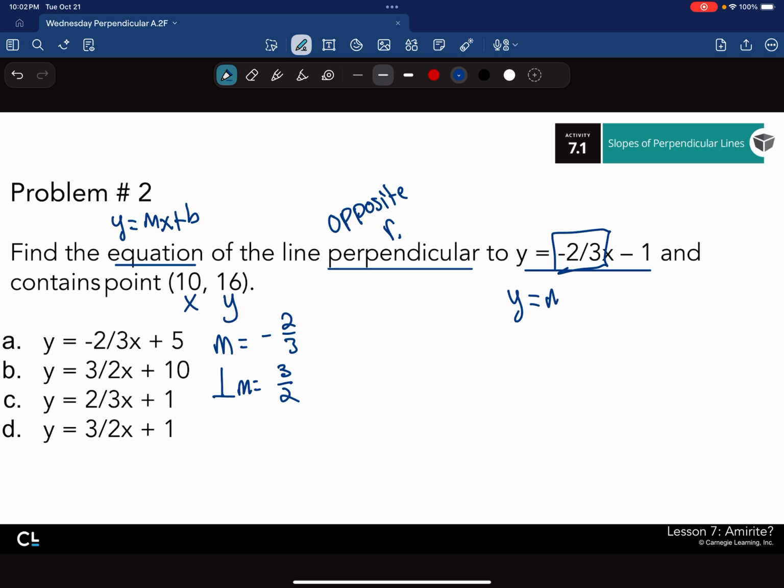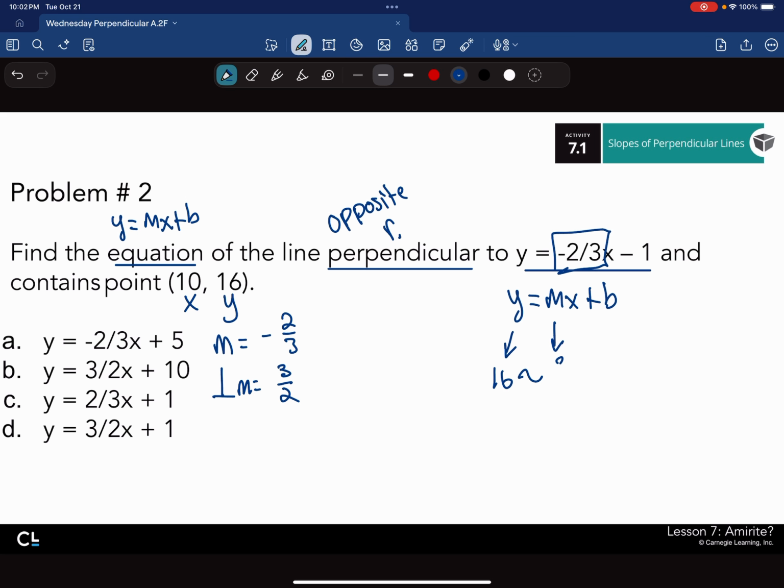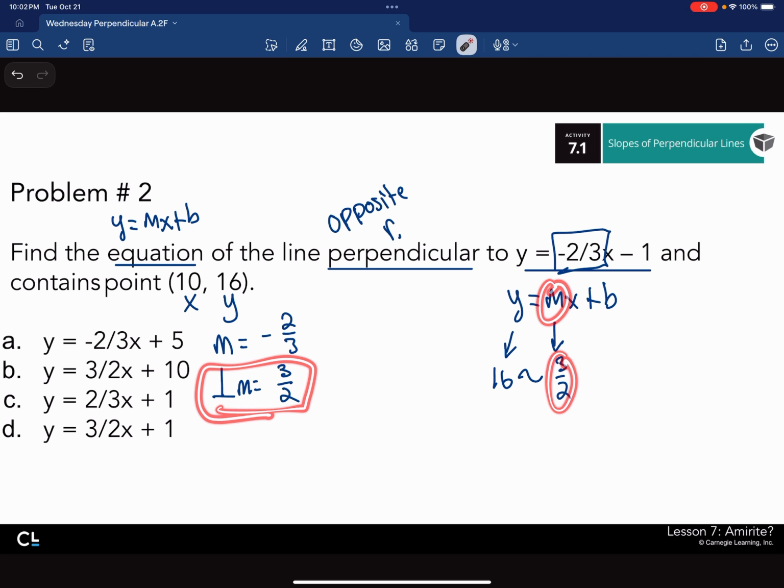Y equals mx plus b. Instead of y, I got 16. Again, for that y value, I put 16. Where'd I get that from? I got it from my point, the y value 16. Tilde. Instead of m, I put 3/2. Where'd I get this from? So that slope is our perpendicular slope.